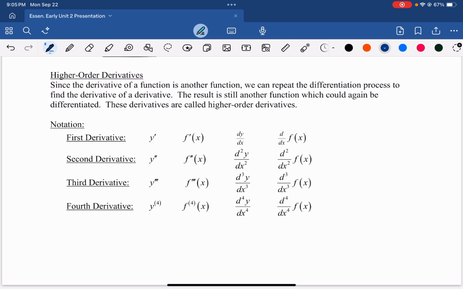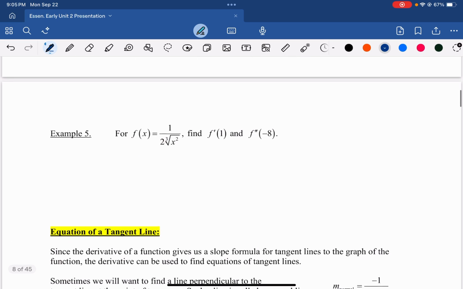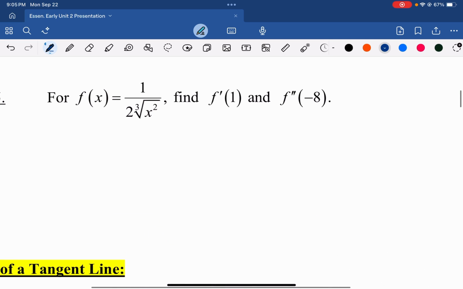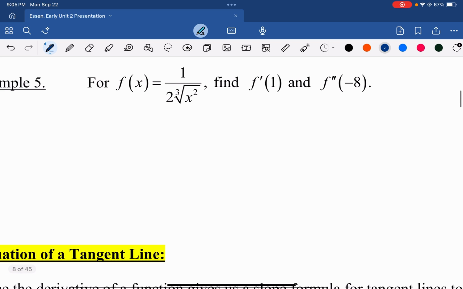Okay, so that we can denote it. So we're going to look at example 5 here. It says for f of x equals 1 over 2 times the cube root of x squared, find f prime of 1 and f double prime of negative 8. So what that means is we're going to be plugging in 1 and negative 8 after we take the derivative of our f of x.